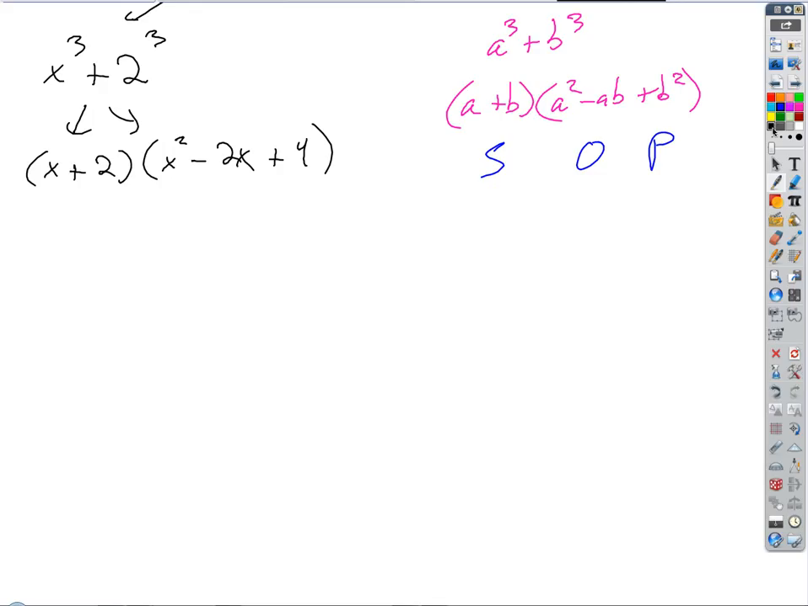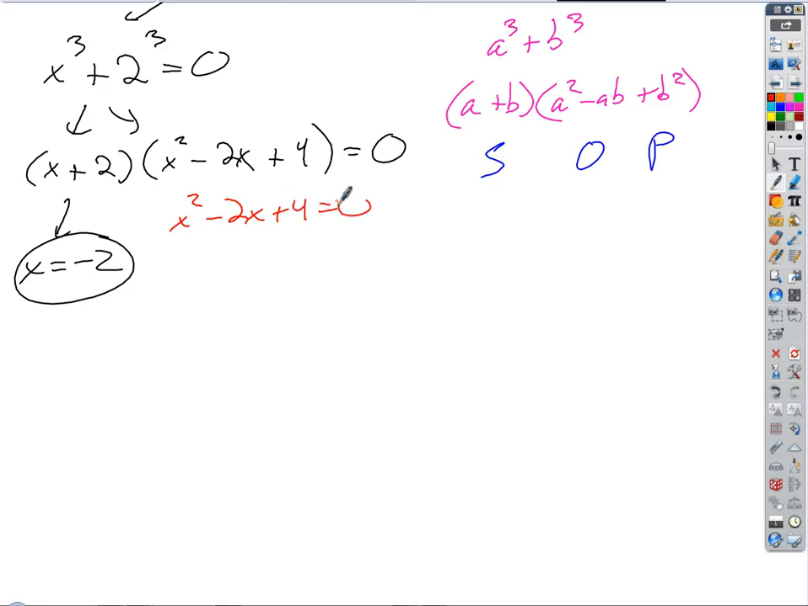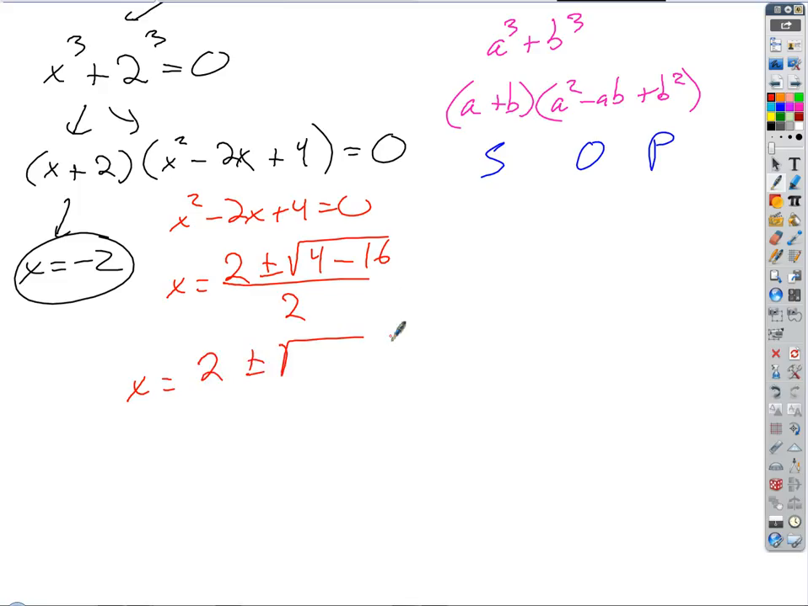So this is all equal to 0, right? So if I set these equal to 0, I'm going to get x equals -2, right? What about this one? If I set this one equal to 0, I could use the quadratic formula, and I'm just going to get x equals -b, which would be 2, plus or minus the square root of b squared, -2 squared is 4, minus 4 times 1 times 4 is 16, right? Everybody see that? Yeah. All divided by 2 times 1. So that's going to become 2 plus or minus the square root of -12.